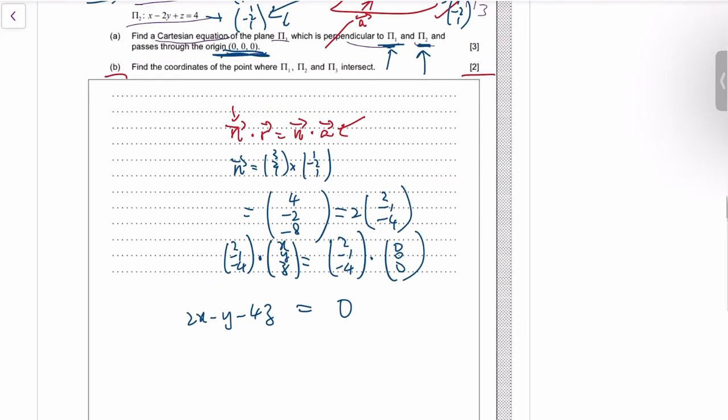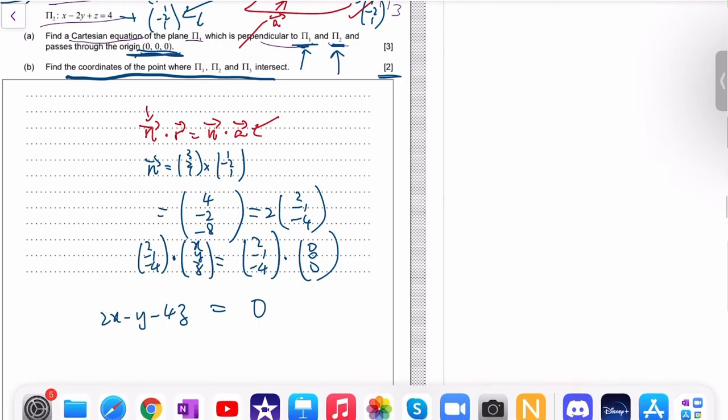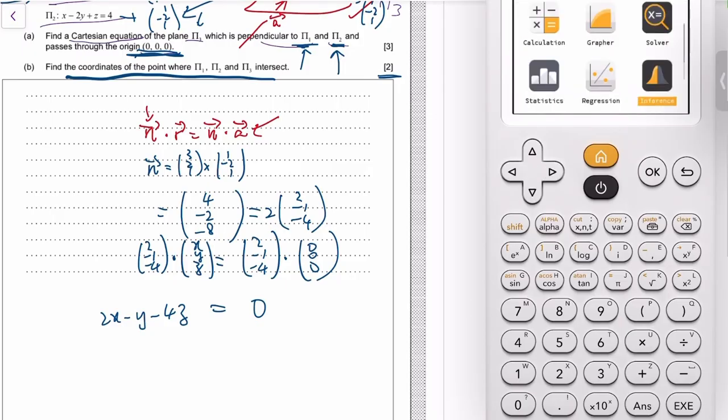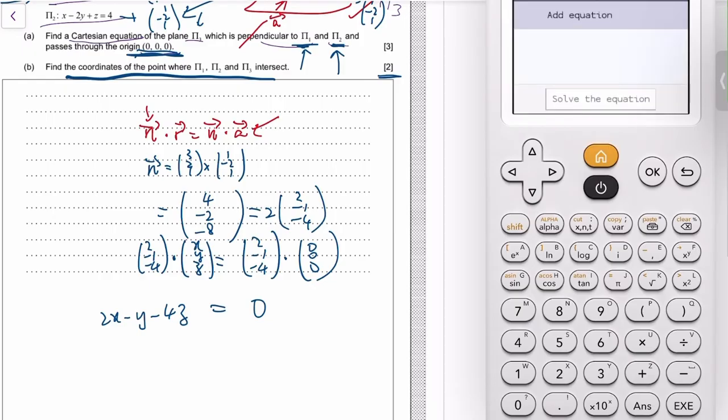Okay. Then they want the coordinate where the three planes intersect. Normally you would do row reduction, but now this is something your calculator can do. Alright, that's why it's 2 marks. It's not worth actually doing it yourself. So what you do is, it depends on how your calculator does it. So usually it's around the numerical solve or the solver thing. It's called solving system of linear equations.